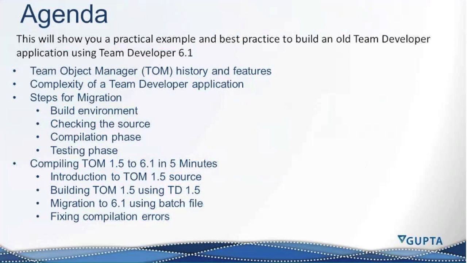Before I go over the agenda, just to give you our goal. Our goal for me today is to show you the source of an old application called Tom in TD 1.5 and upgrade it to TD 6.1, again in the Win32 compiler, which is the Team Developer native compiler. I'm going to show you simple steps to do that. Within 5 minutes, you can upgrade a complex application, and we'll go over some of the common issues you might face and how to resolve them.